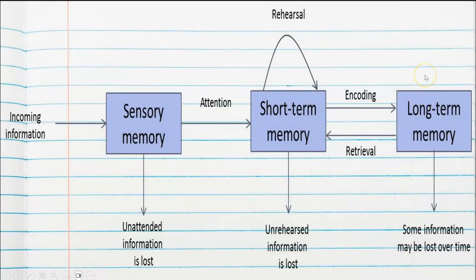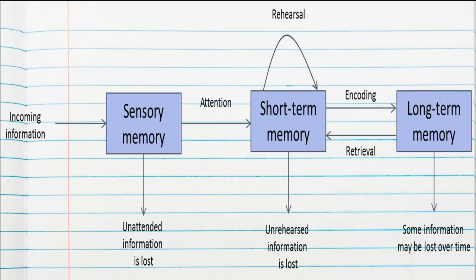Looking at the model up close, we can see the incoming information that's part of the information processing model. It first hits our sensory memory, and unattended information is immediately lost. Unattended meaning information we deem as not important. If attention is paid, it is then transferred to our short-term memory, where unrehearsed information is lost very quickly. However, if rehearsal is done, then it can be encoded into our long-term memory.